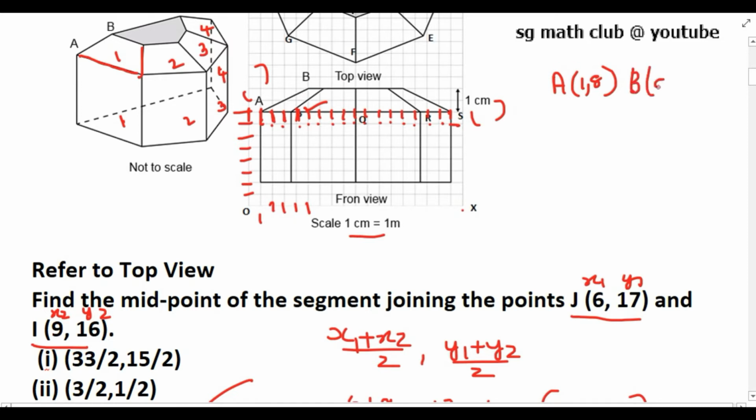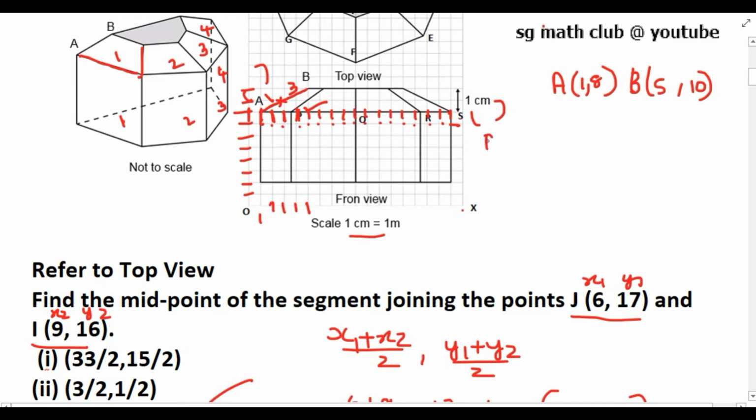Coordinate of B is 5. So till here we have counted 8. So this is 9, 10. So coordinate of B is 5, 10. Now we have to find the coordinate of this point which divides the line segment in the ratio 1:3. So we can use the section formula.